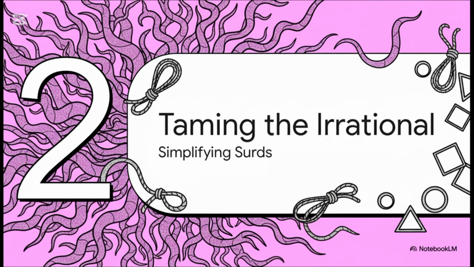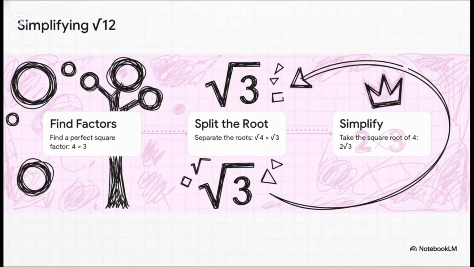Okay, so surds are precise, but they definitely seem a little wild. The next step is to figure out how to tame them, how to simplify them so we can actually use them in our calculations. Let's try one. Take the square root of 12. The trick is to look for a factor that's a perfect square. In this case, it's 4, right? Because 4 times 3 is 12. So we can split it into the square root of 4 times the square root of 3. We all know the square root of 4 is just 2. So our final, simplified answer is 2 root 3.